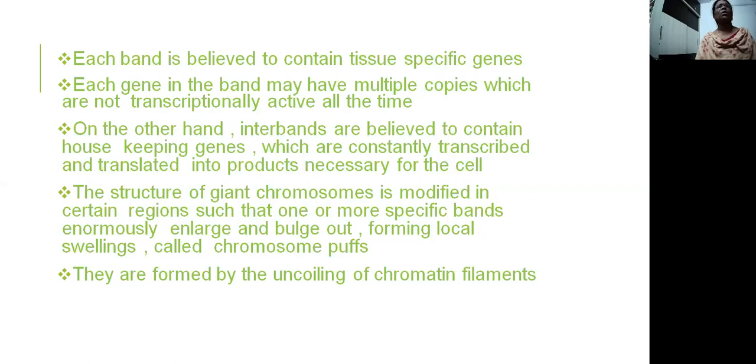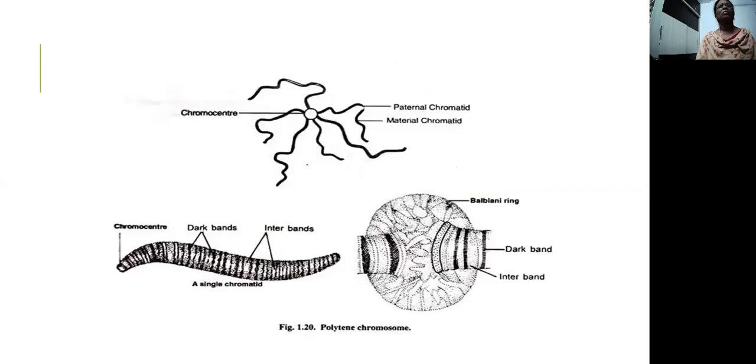The structure of polytene chromosomes is modified in certain regions such that one or more specific bands enormously enlarge. They become bulged to form a local swelling called chromosome puffs. These puffs were first identified by Balbiani, so they are called Balbiani rings. This is the Balbiani ring, which is the extension of puff-like structures.